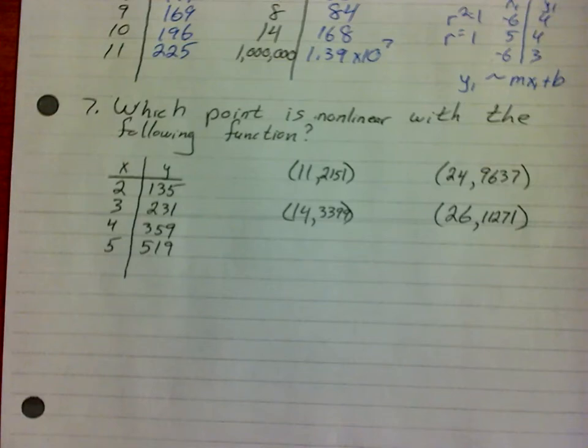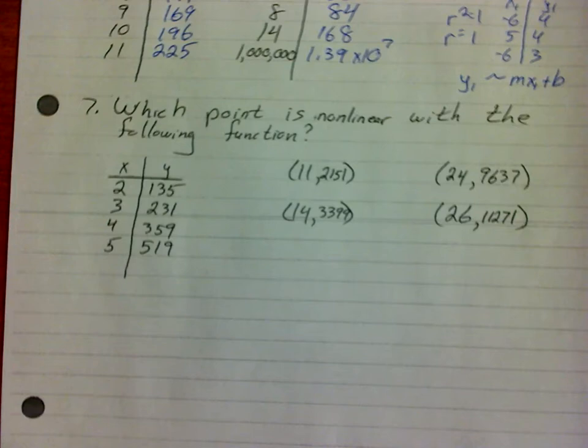Oh, hold on one second. Did I enter one of those numbers in wrong? 135, 231, 359, 519. Darn, I think I did enter one of those wrong. The reason I know is that we do not end up with a linear function there. So what I'm going to do real quick is go ahead and take those out.